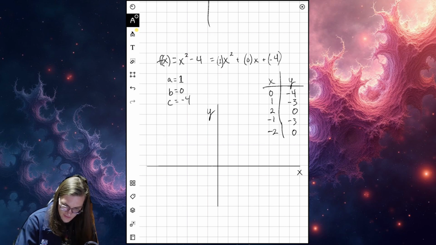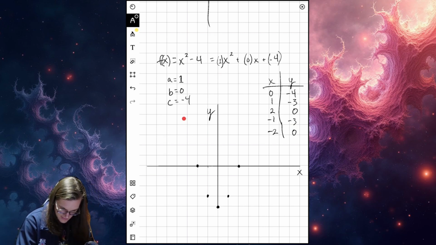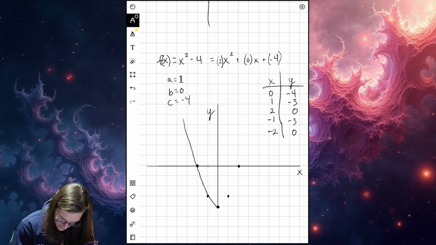So how does this look? Well, where x is 0, y is negative 4, 1, 2, 3, 4. Where x is 1, y is negative 3, 1, 2, 3. At 2, y is 0, x is negative 1, y is negative 3. Where x is negative 2, y is also 0. So we can see that it's going to look like this. It's this U shape opening upward.